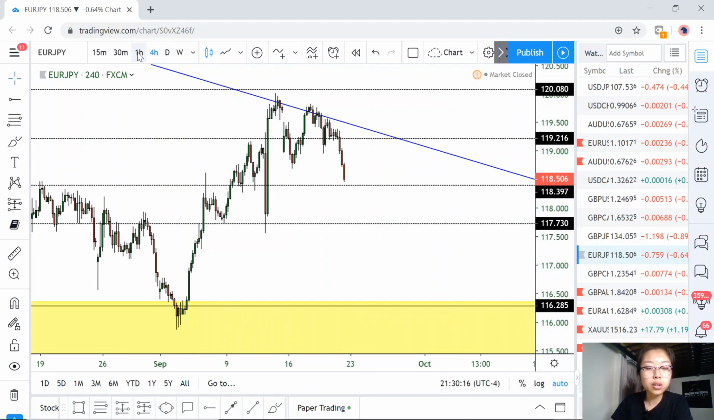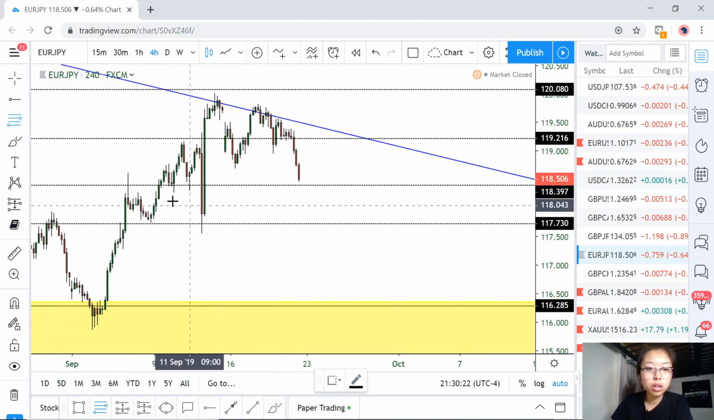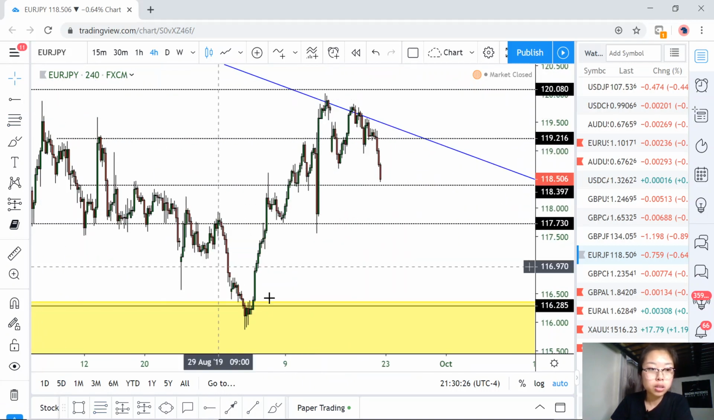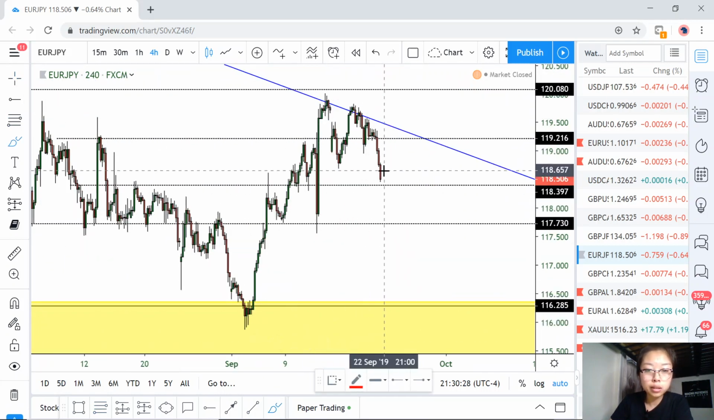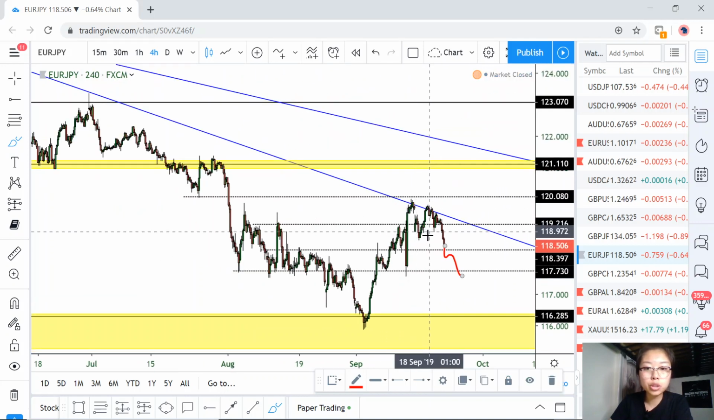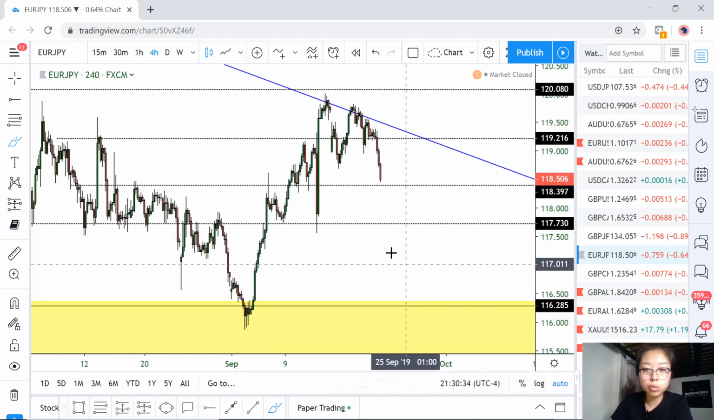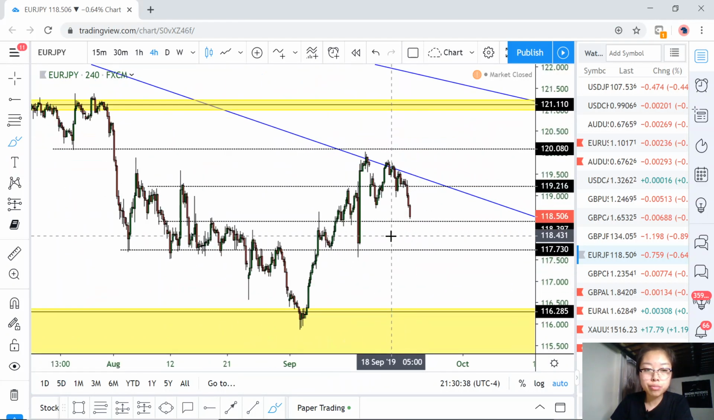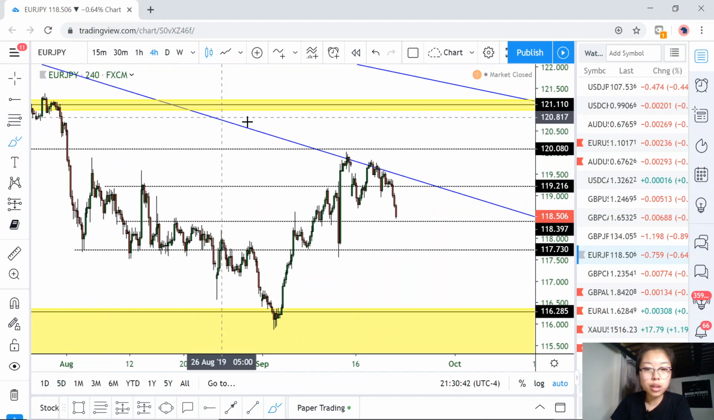Long scenario for Euro Jappy. Retracement. Right now it's pulling back, so we want to see a pullback. If it's a deeper pullback, I'm not sure if it would actually go up, but we'll see. Maybe it looks like a little head and shoulders, but I'm not really into that anymore.